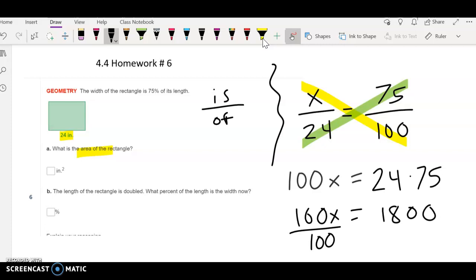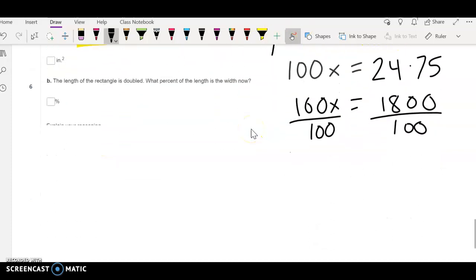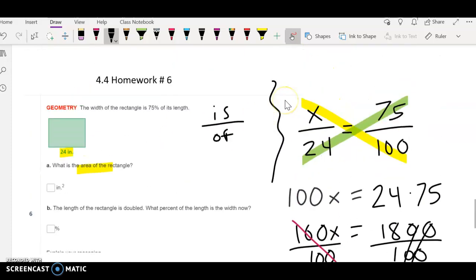If that was a 4x, we would divide by 4. If it was a 1 million x, we would divide by 1 million. And you cannot do something to one side that you're not doing to the other. So I'm going to also divide this side by 100. And you can see that if I multiply and then divide by 100, that's actually going to cross out. I'm just left with x equals 1,800 over 100. Well, they both have two zeros. You can actually just cross those out. 18 over 1 is 18, and x equals 18.